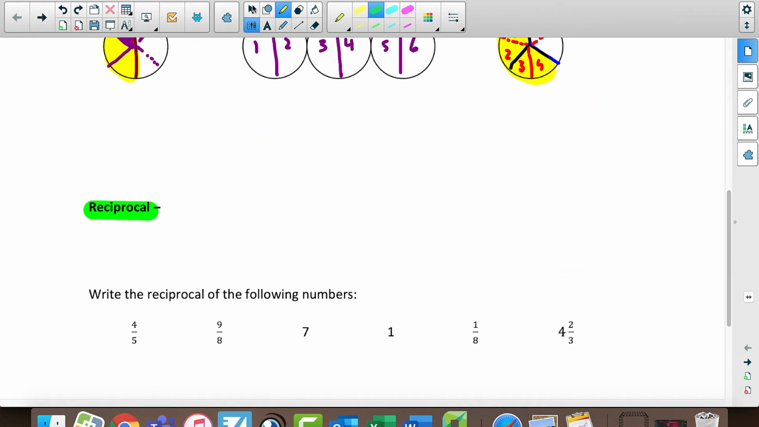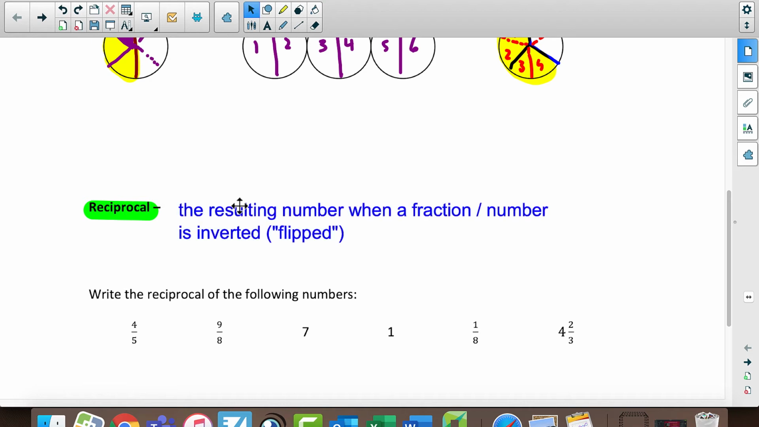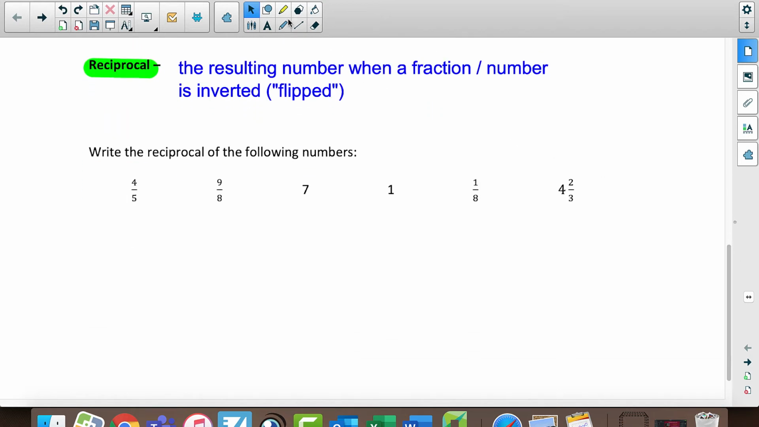What are we talking about when we talk about the reciprocal? We're talking about the resulting number when a fraction or number is inverted, or flipped. So it's a pretty simple concept actually. If we want to know the reciprocal of 4/5, you just flip the 2 numbers. The 4 comes to the bottom, the 5 goes to the top. The reciprocal of 4/5 is 5/4. How about the reciprocal of 9/8? Flip the numbers around, 8/9.